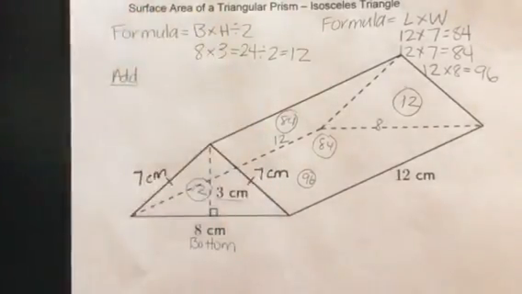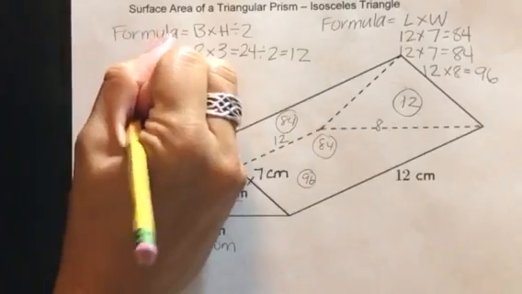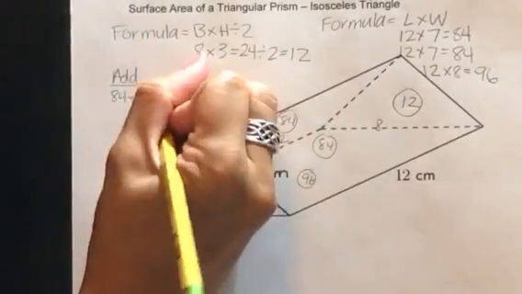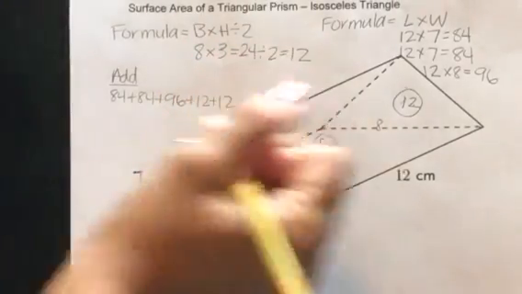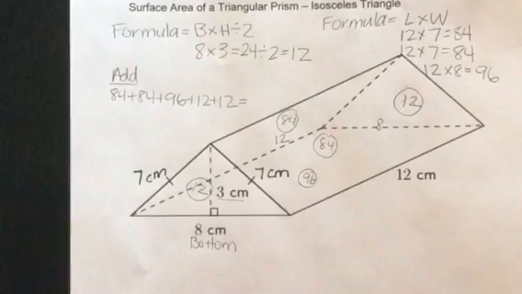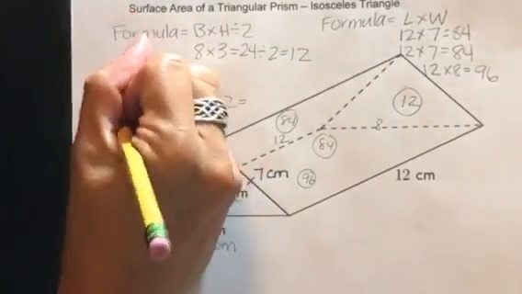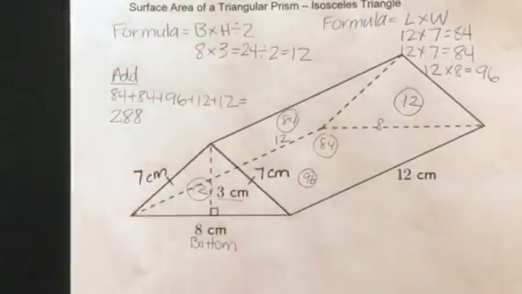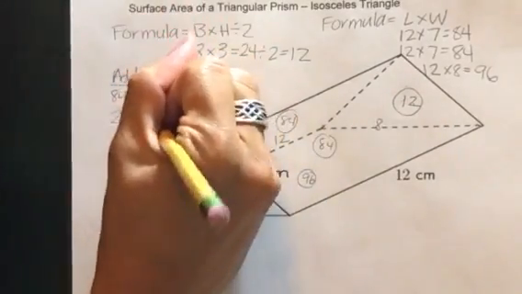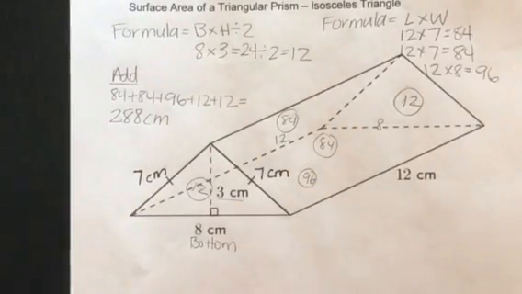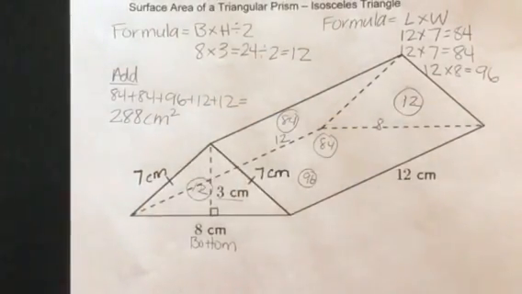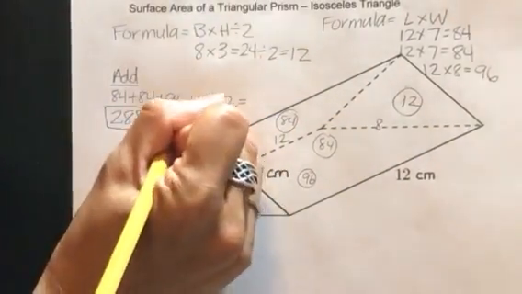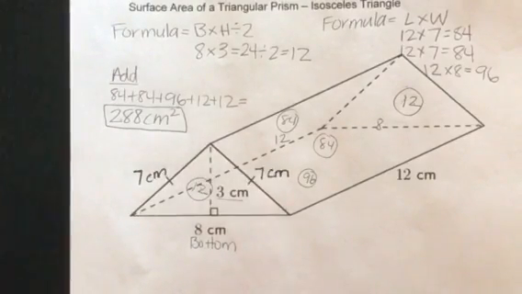So I'm going to add 84 plus 84 plus 96 plus 12 plus 12. And when I add all those numbers together, I get 288. And then always surface area needs a label. So I'm measuring in centimeters. I'm going to put centimeters. And since it's area, area is always squared. So I'm going to say it's square centimeters. So my total surface area is 288 square centimeters.